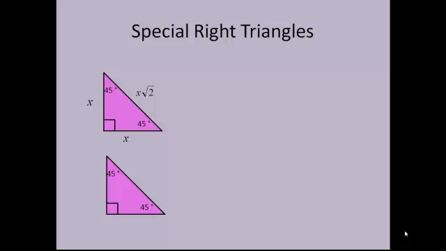Here we have our 45, 45, 90 triangle. Let's say we know that one of the sides is 3, then we also know that the other side is 3. And what is the hypotenuse? It must be 3 times root 2.